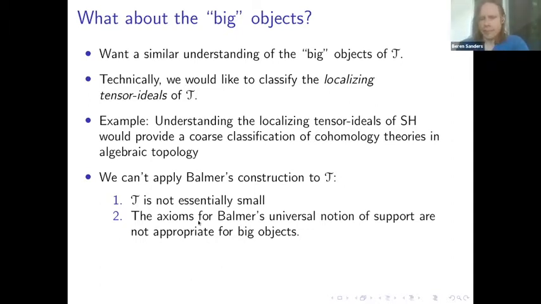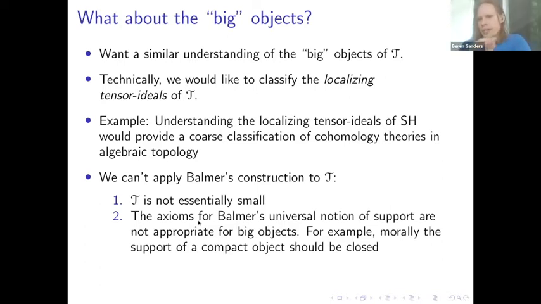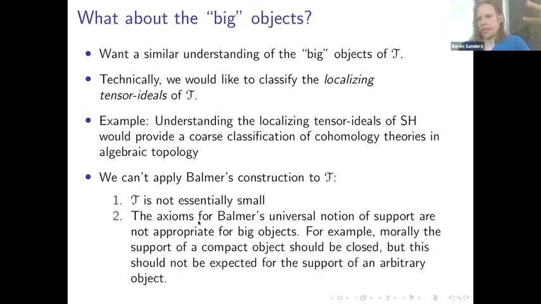So for example, morally, the support of a compact object should be closed. It should be a closed subset. But if we're dealing with an arbitrary object, we don't necessarily expect the support of some infinite dimensional thing to have a closed support. Balmer's universal notion of support is the universal notion of support satisfying a number of axioms. For example, the support is closed, and the support of the tensor product of two objects is the intersection of the supports of the individual objects. There's a number of natural axioms that Balmer's notion of support satisfies, and it's the universal such thing.